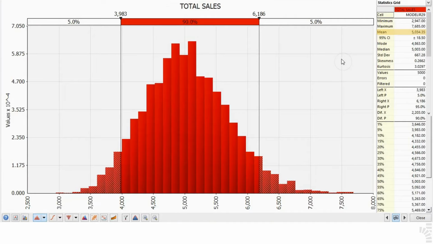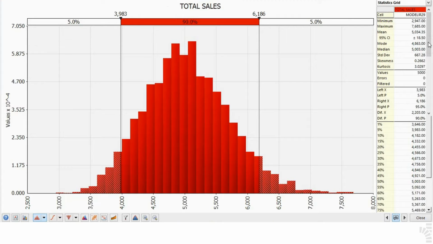The total mean sales expected will be 5,034 units, with a minimum amount of 2,947 and a maximum amount of 7,685. The 90% confidence interval, established from its P5 level to its P95 level, establishes that there is a 90% probability that sales results will be between 3,983 and 6,186.